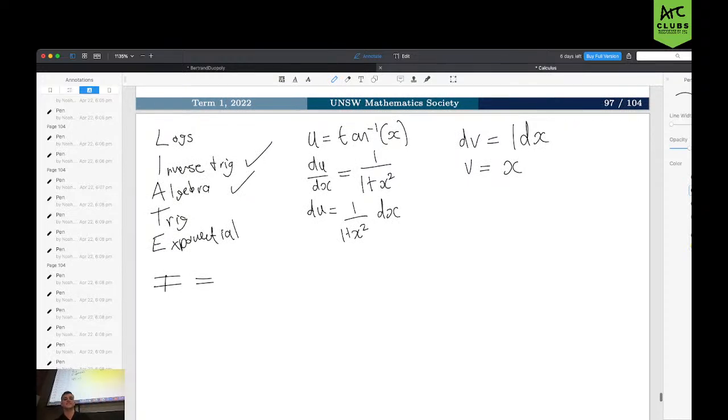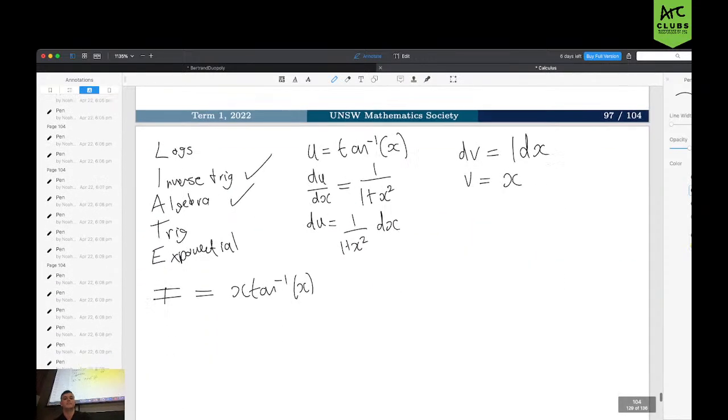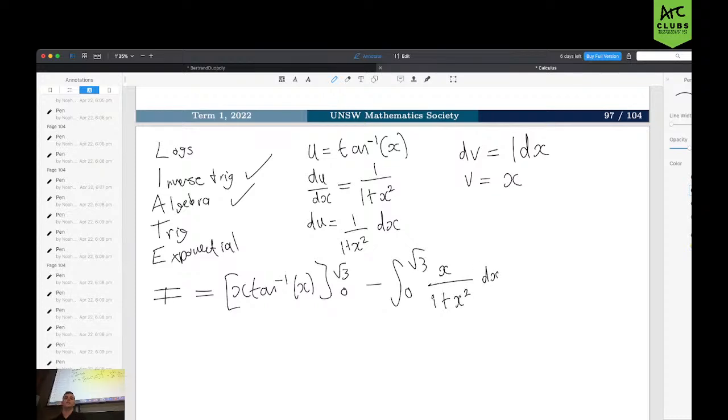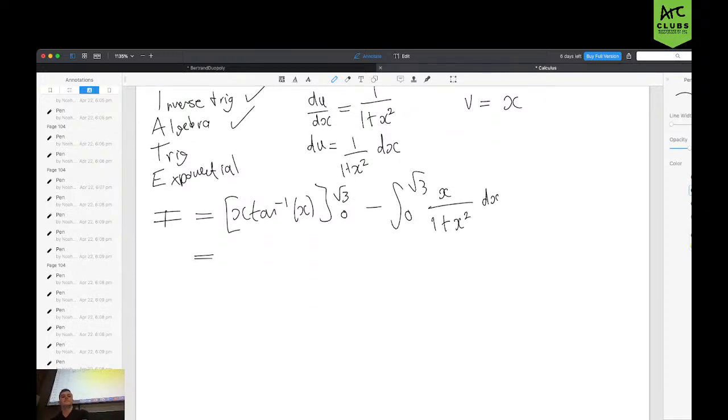Okay, and so what we can say is that our answer is equal to uv. So u times v, these two multiplied together, so x tan inverse of x. This is a definite integral, so we're subbing in root 3 and 0, minus the integral of v du, so x times du, which is 1 over 1 plus x squared dx. For the first part, we sub in top minus sub in bottom. Subbing in the bottom just gets us 0, so we only need to worry about subbing in the top. That's going to be root 3 times inverse tan of root 3, which I believe was pi on 3, wasn't it? Yeah. So pi on 3, you just chuck that in your calculator, minus the integral between 0 and root 3 of this thing.